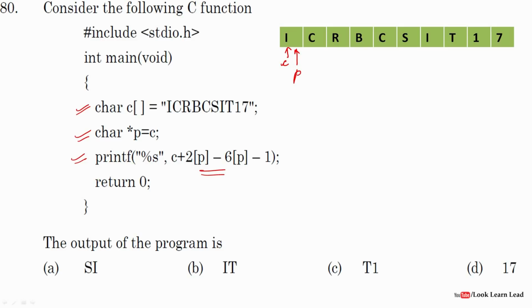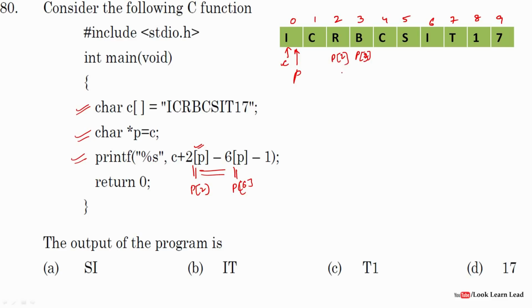Okay, this is the question. Now this is the index: 0, 1, 2, 3, 4, 5, 6, 7, 8, 9. Okay, C and P are pointing to this. Our next is P of 2. So you have to know that this is equal to P of 2 and this is equal to P of 6. Okay, sorry, this is P of 3. P of 2 is this.